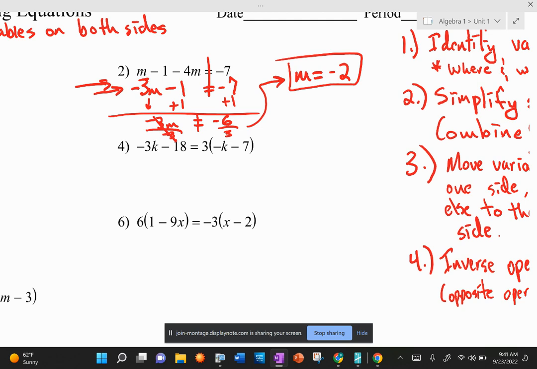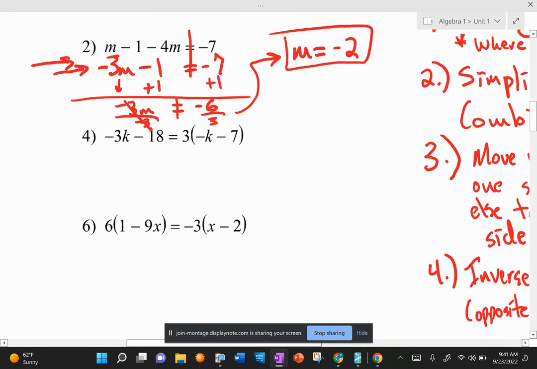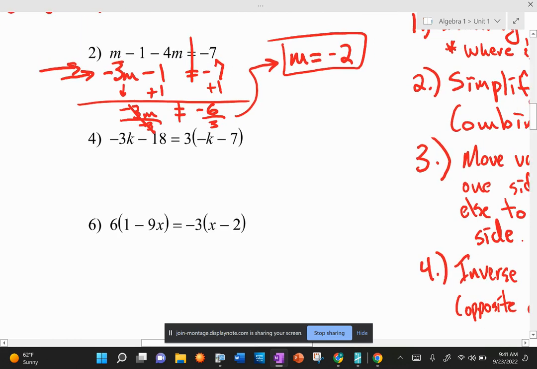Okay. What do we need to do next? Wait. Yeah, we need to combine like terms. In order to do that, we will have to simplify by distributing. So we will have negative 3k minus 18 equals. Okay, I need you to distribute this first, and then I will show you if you did it correctly or not. Okay? You have to practice distributing.